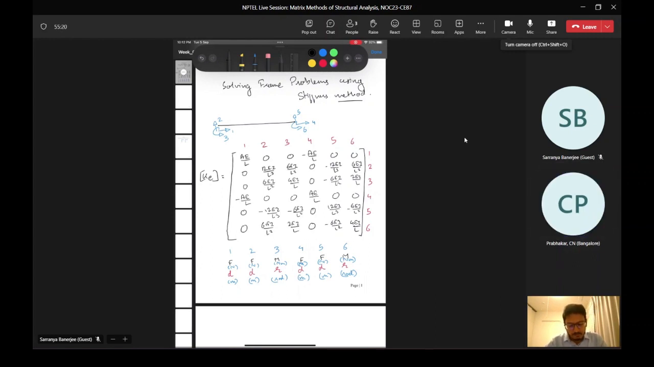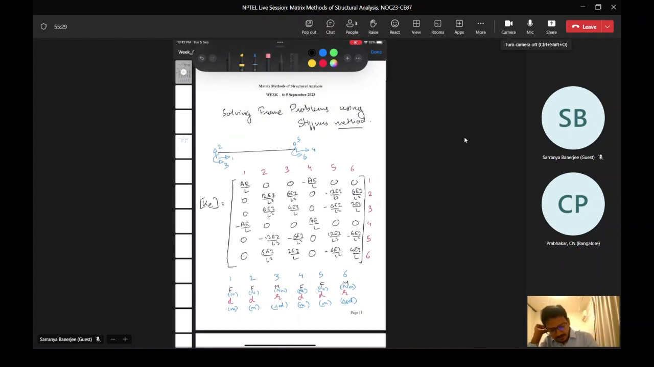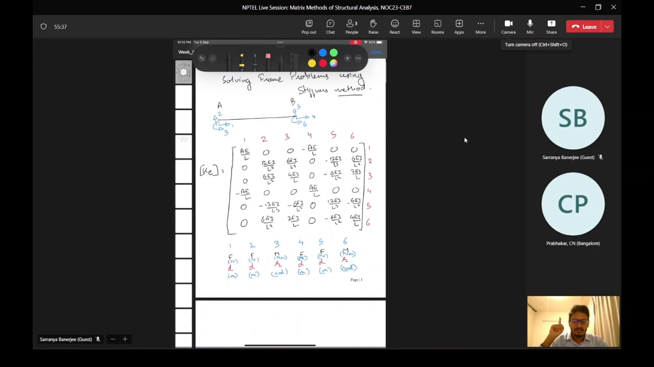So if we are talking about a column, this one is the vertical displacement at point A, say if we name this point A and B. So the vertical displacement at point A is represented by the whole column 2. And now we are talking about the element at row number 3, the force generated at degree of freedom 3 because of that vertical displacement. Exactly.